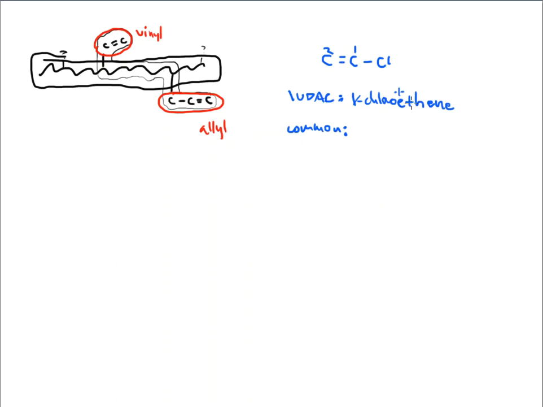The IUPAC name took a little bit more work, because I know what I could simply call that group. That group could be called vinyl, and that takes care of all of it. That chloro is on that vinyl group, so I could call this a vinyl chloride. That is a common way that we can name that structure. Allyl would be the same way.